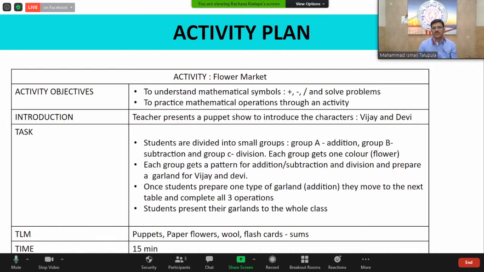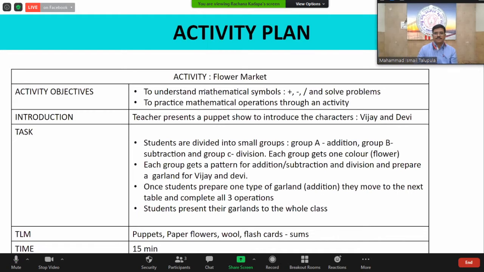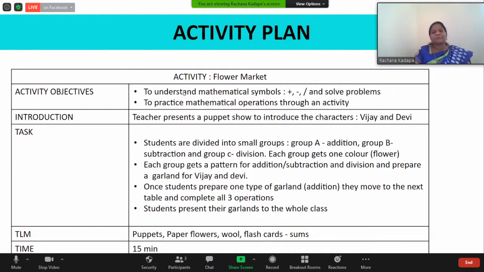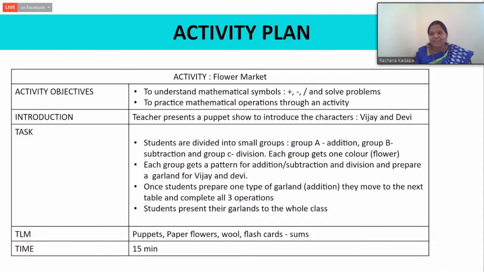Madam, I request you to start from the beginning, activity plan and all these things. Okay, sir. So from the activity plan, thank you, sir. Here we selected one activity about a flower market. The objective of the activity is to understand mathematical symbols like plus, minus, divided by, and solve the problems. To practice mathematical operations through an activity.